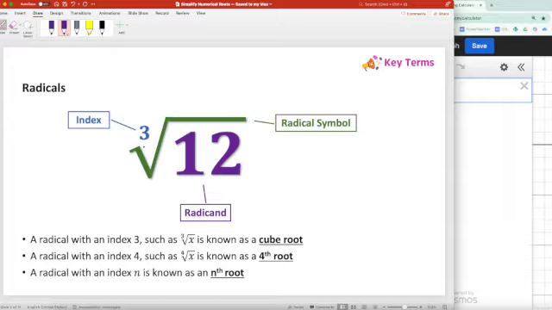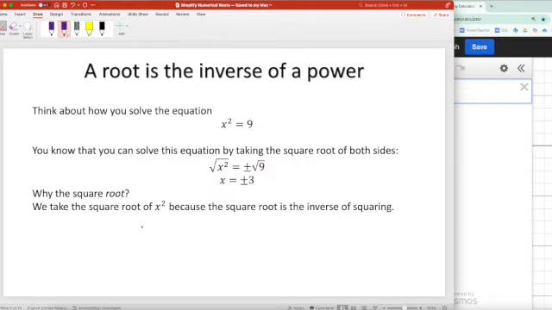So if we have an index like 3, this is known as a cube root. An index of 4 is a fourth root. And anything with an index of n is called an nth root. So a main idea is that the root is the inverse of a power.